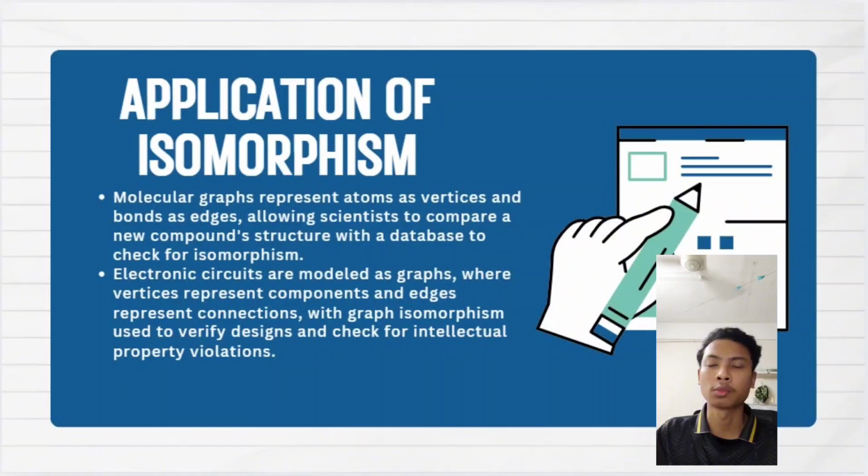In the application of isomorphism, there are actually a lot of uses in real life. One of them is that molecule graphs represent atoms as vertices and bonds as edges. This allows scientists to compare whether two molecules are the same compound or not. Second, electronic circuits are modeled as graphs, where vertices represent components and edges represent connections. Graph isomorphism is used to verify designs and check for intellectual property violations.